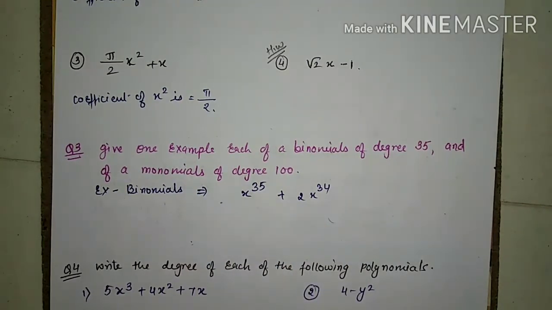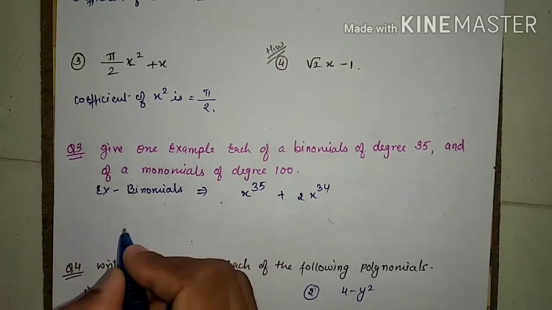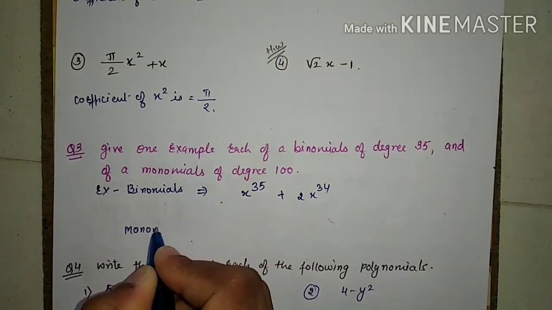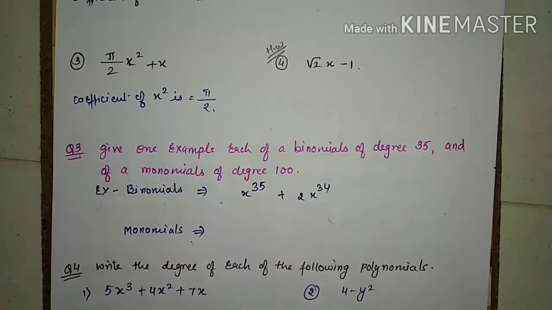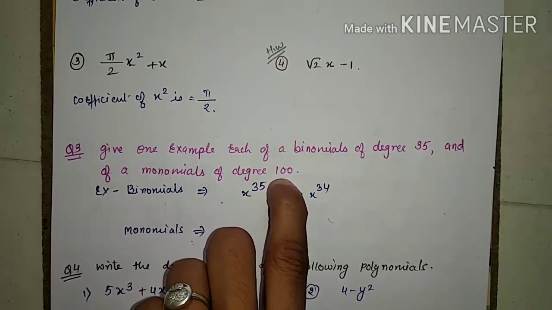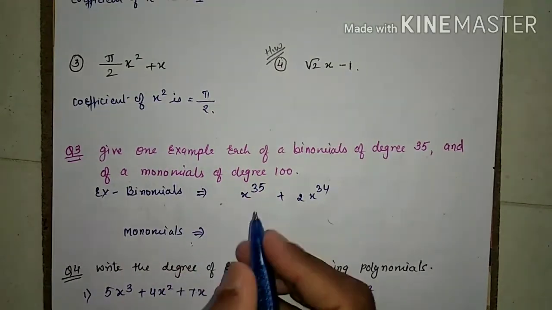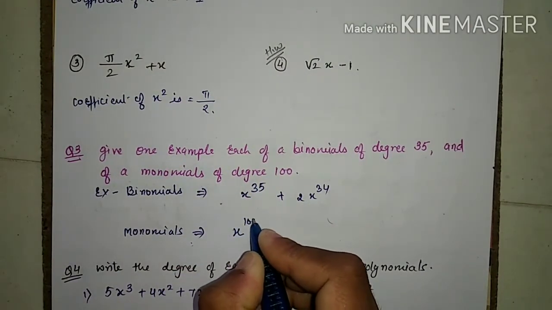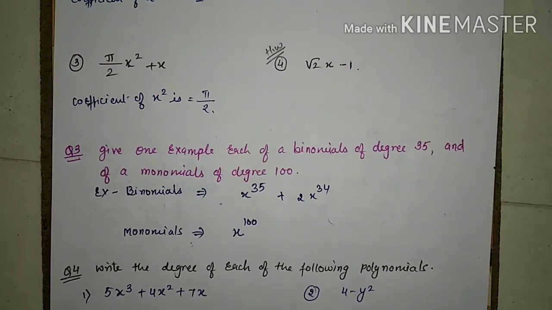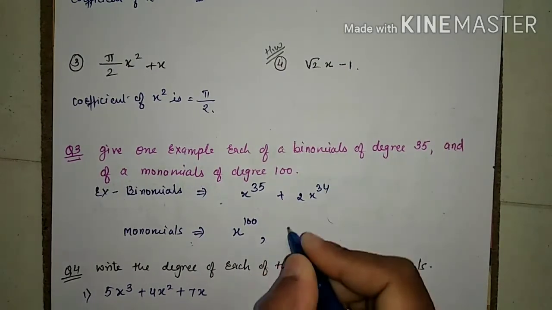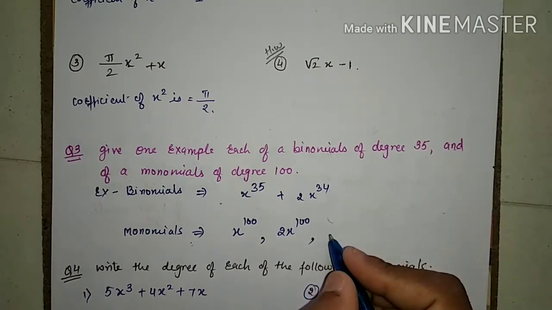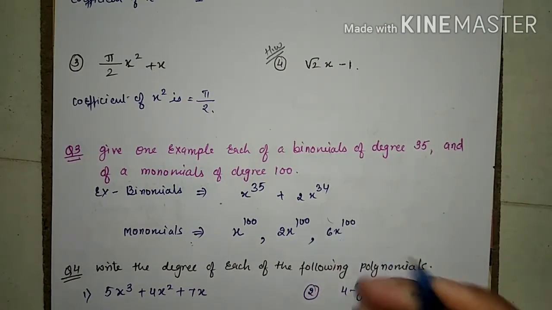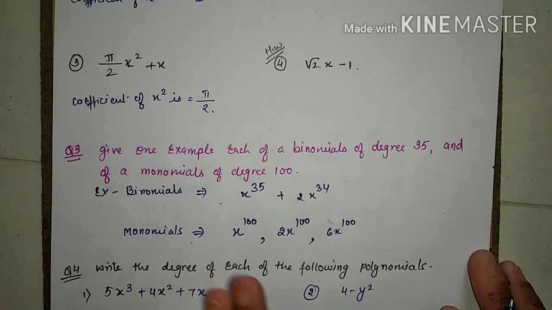Okay. Now come to the next. Monomial. Monomial example you have to give. Very easy, a single term, and the highest degree should be 100. I think you know, and I am also writing the answer. X to the power of 100. This is called a monomial. Okay. If you want to write 2x power of 100, correct. If you want to write 6x power of 100, correct. So many ways you can write the example.